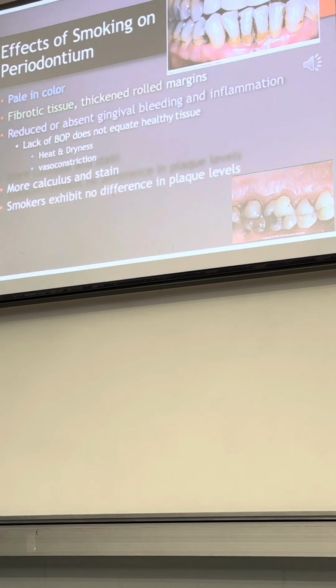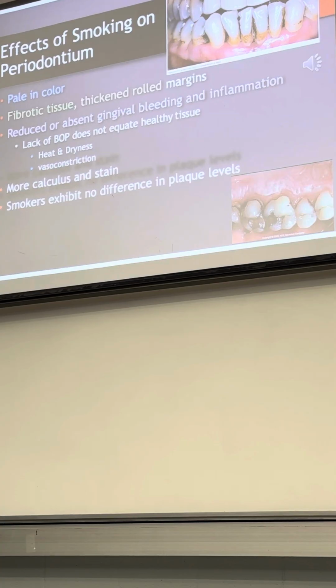The effects of smoking on the periodontium. We've talked about this as well. When you're doing your assessments, you're going to notice the tissues don't necessarily look that bad, right? Their pallor is a little different. The fibrotic tissue is thickened. They have reduced or absent gingival bleeding.